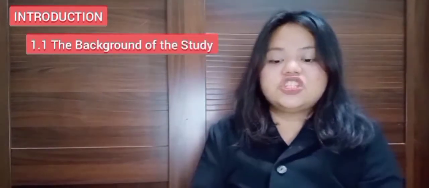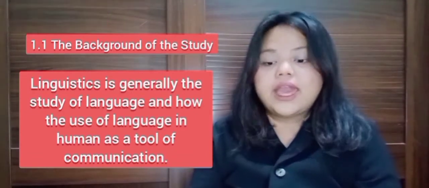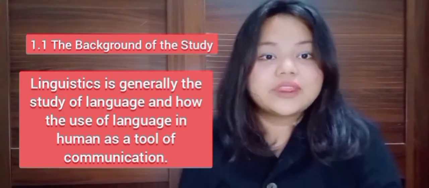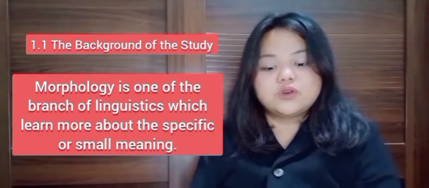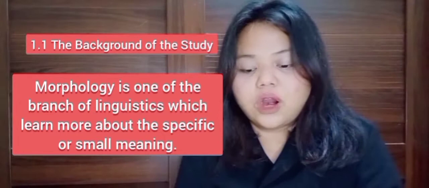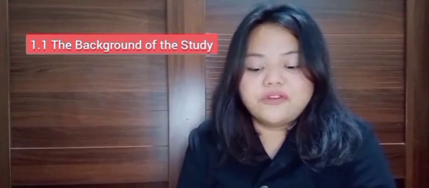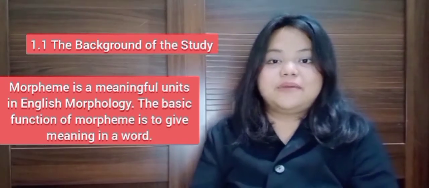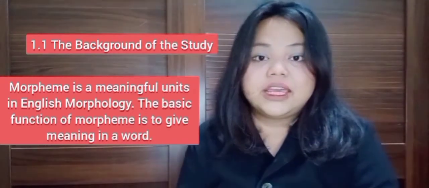Chapter 1, Introduction. 1.1, Background of the study. Linguistics is generally the study of language and how humans use language as a tool of communication. A branch of linguistics called morphology is concerned with the forms of words, or how words are constructed or arranged. A morpheme is a meaningful unit in morphology. The basic function of a morpheme is to give meaning to a word.